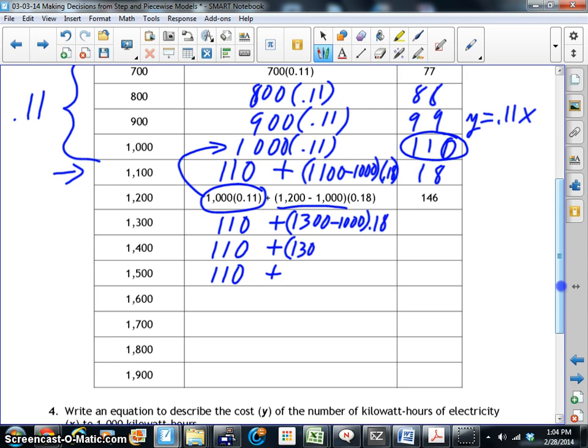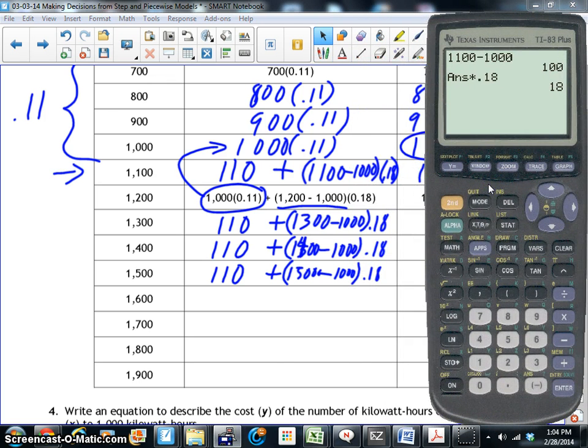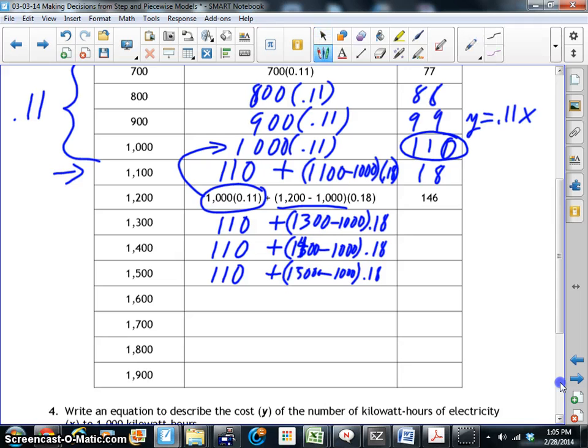So 1,400 minus 1,000 times 0.18. Then 1,500 minus 1,000 times 0.18. Let me just write down those numbers real quick. But you know what? That's not the really big point. 110 plus 1,300 minus 1,000 times 0.18, so it's 73.80. At least I think that's it.